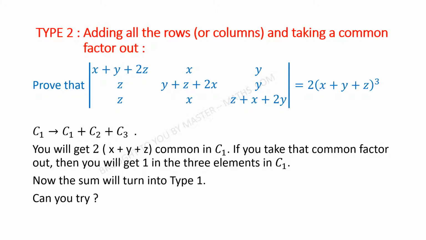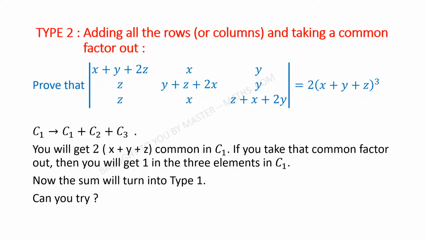Now, this type of sums I call type 2 because if you add all the rows or in some sums if you add all the columns, then you will be able to get one common factor which is on the RHS out and you will be getting a 1, 1, 1. So, it will become type 1. So, let us call it as type 2.